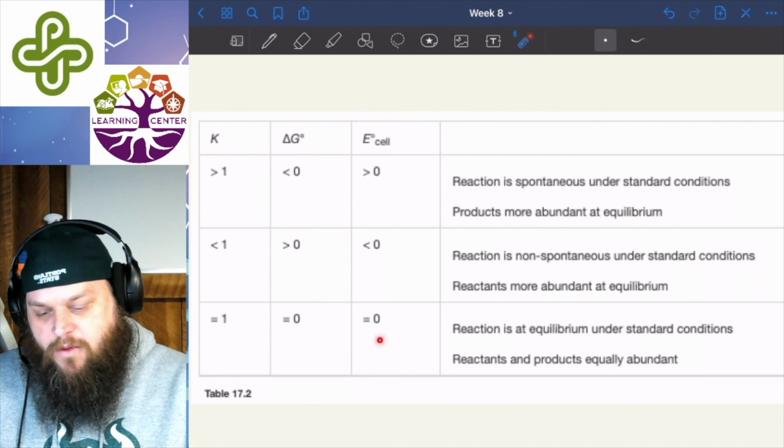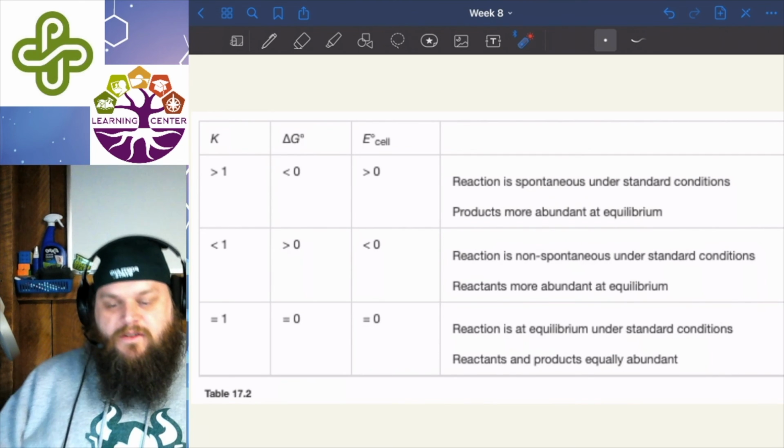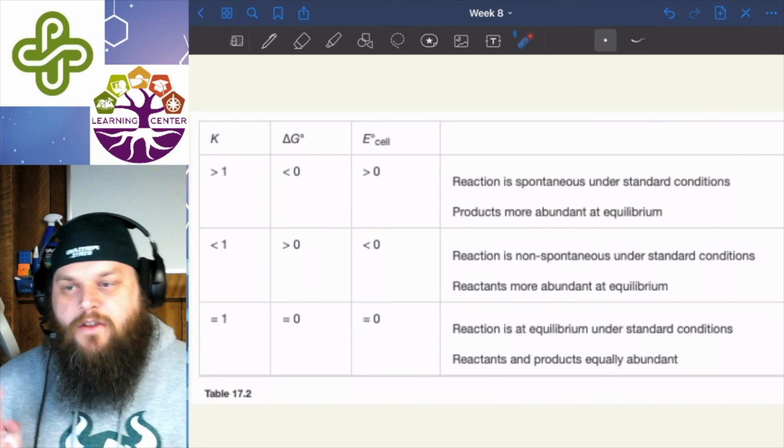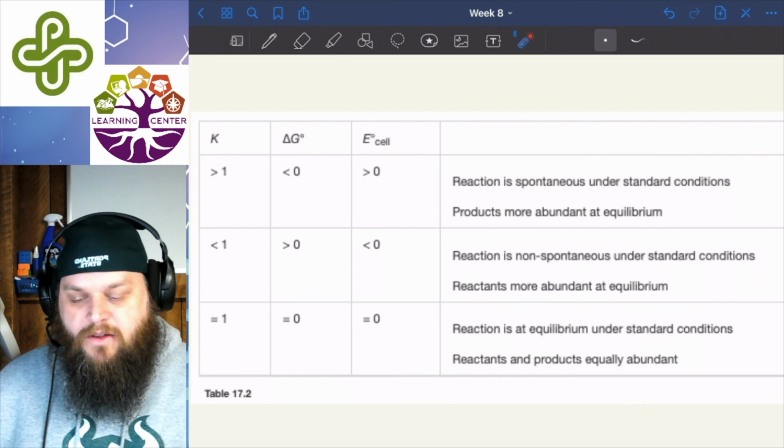If everything's equal, the reaction is at equilibrium under standard conditions. So that means once they're at equilibrium, the change back and forth is basically equal to each other. The concentration is going to stay relatively the same.